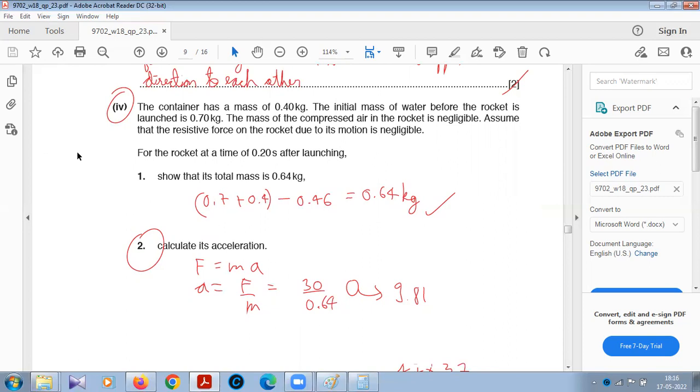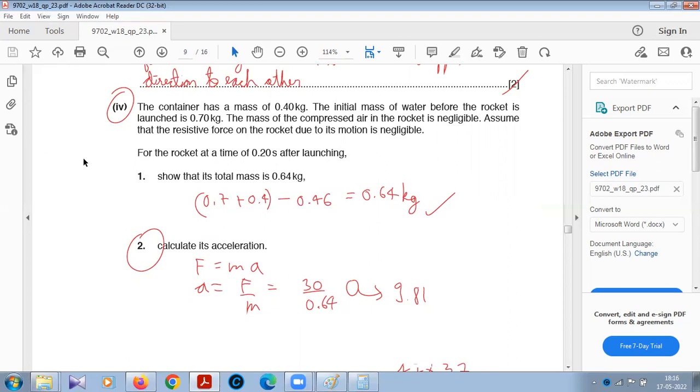The container has a mass of 0.4 kg. The initial mass of water before the rocket is launched is 0.7 kg. The mass of the compressed air in the rocket is negligible. Assume that the resistive force on the rocket due to motion is negligible. For the rocket at time 0.2 seconds after launch, show that the total mass is 0.64 kg.